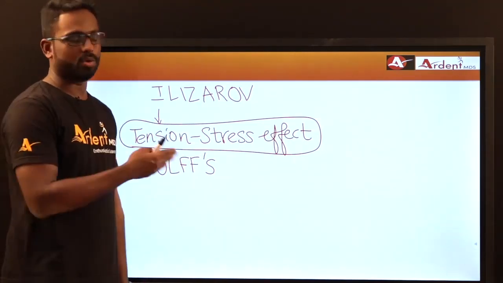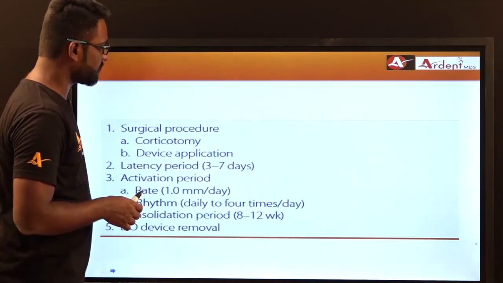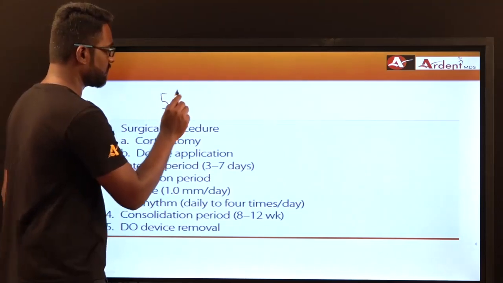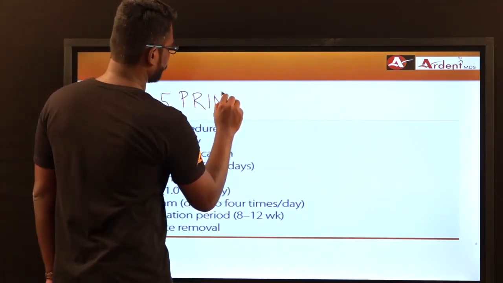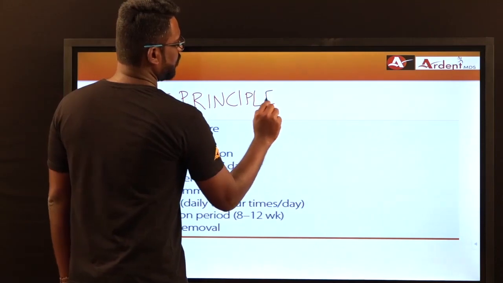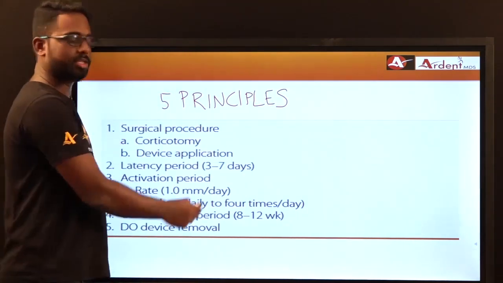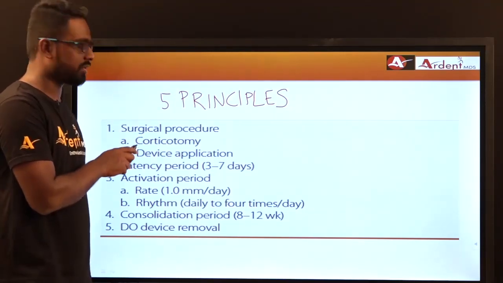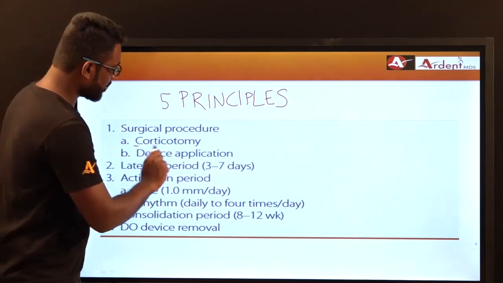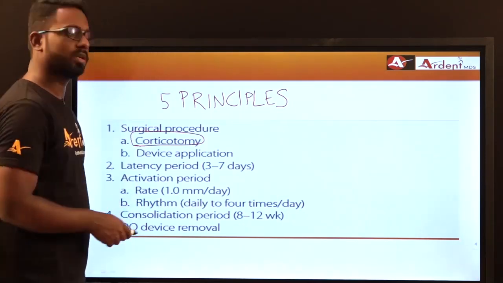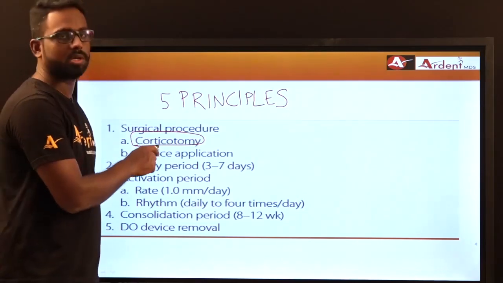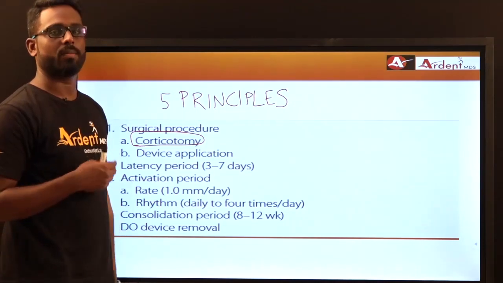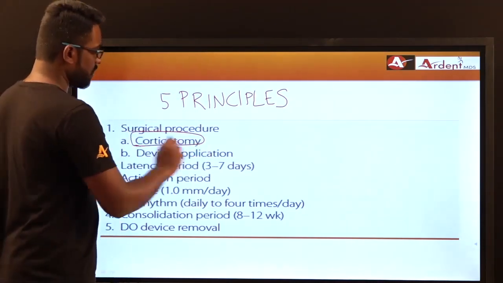Having known that, we will go to the surgical procedure of distraction osteogenesis straightaway. There are 5 principles of distraction osteogenesis. So the first one is the surgical procedure. What is the surgical procedure named in distraction osteogenesis? It is called corticotomy. It is not called osteotomy or anything else, and it is called corticotomy because we are fracturing only one cortex of the bone that we are trying to move.